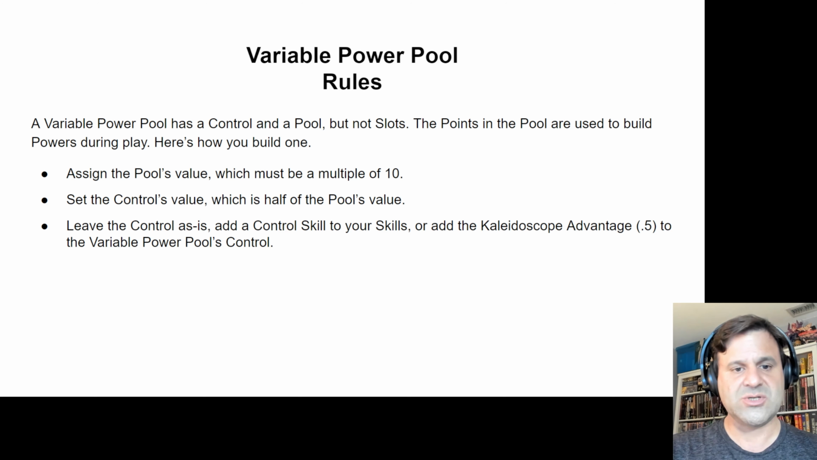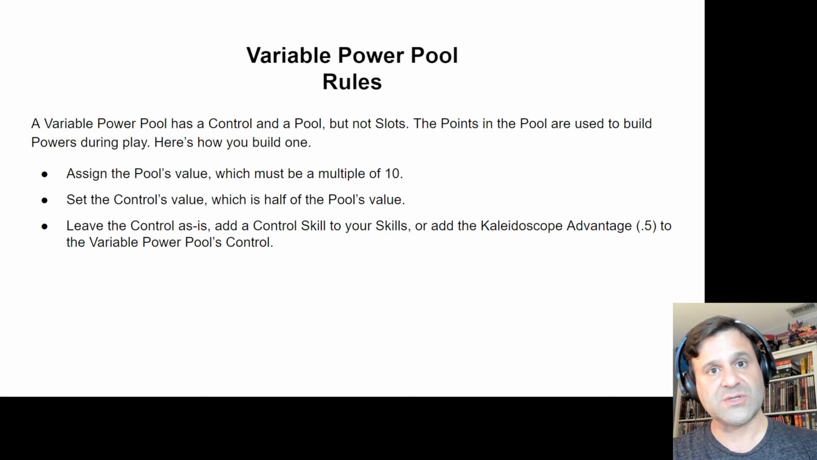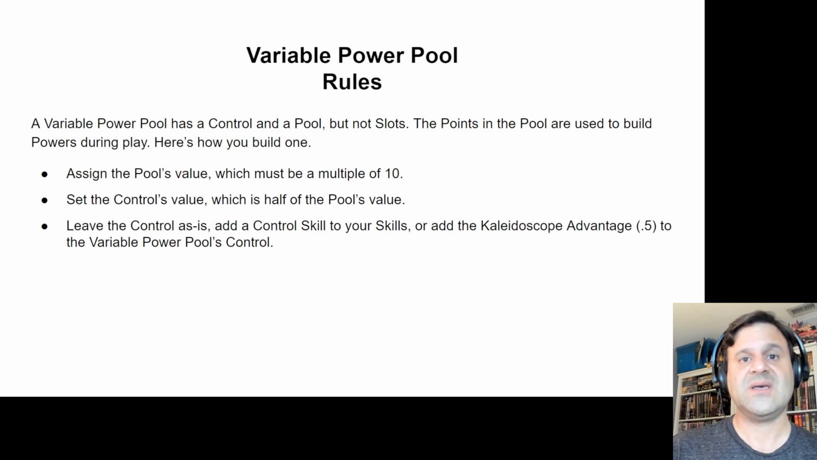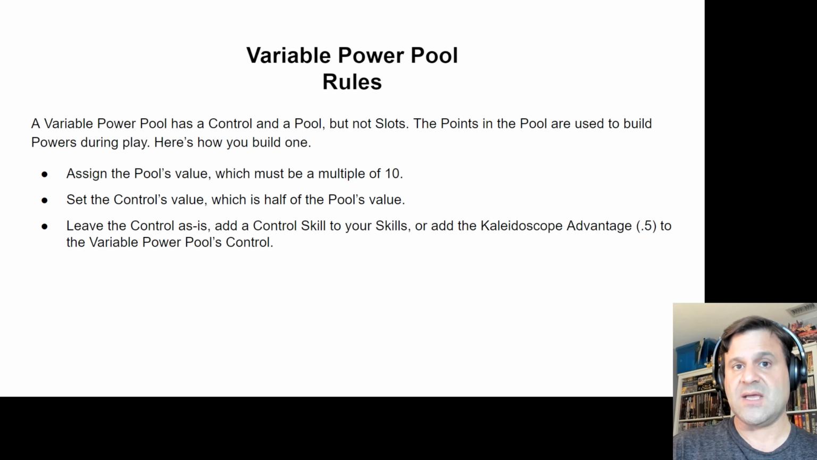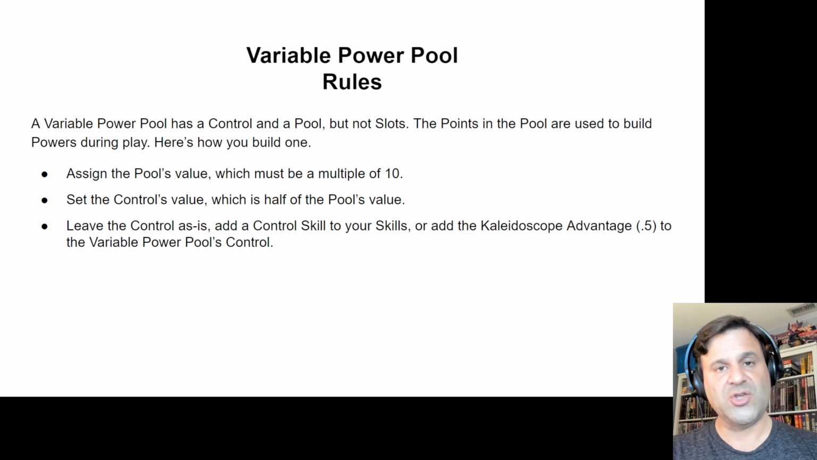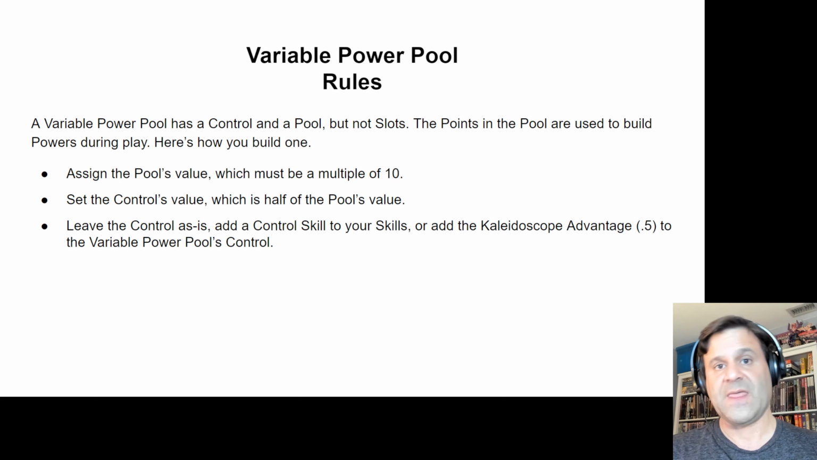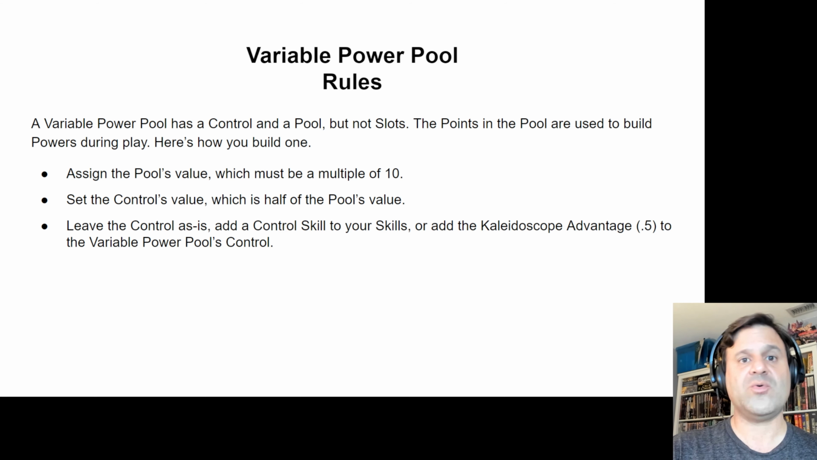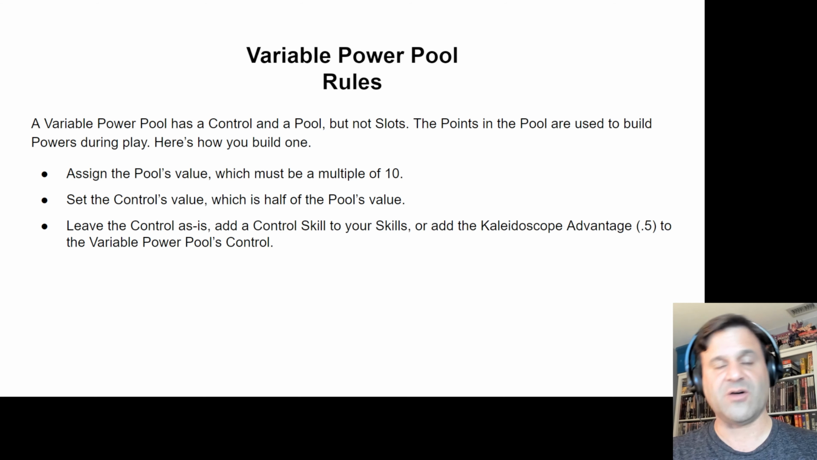Your other option is to leave the control as is, but add a 5-point control skill to your skills, and then you can use that skill to change the pool's configuration during an action scene, but it would take a half phase action and you'd have to make that roll. Finally, you could choose to apply the kaleidoscope advantage to the control. And the kaleidoscope advantage would allow you to shift your points at will as a zero phase action during combat. So it's the most versatile of all the options.